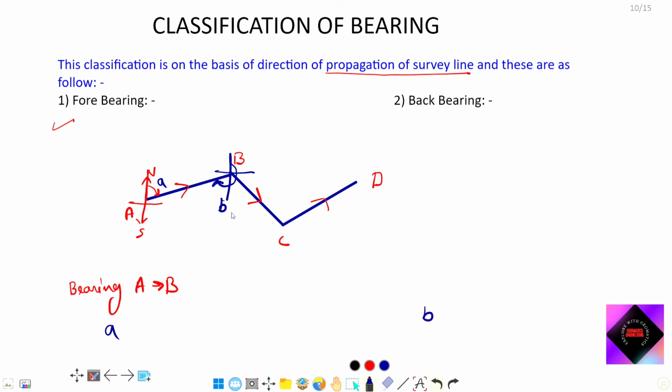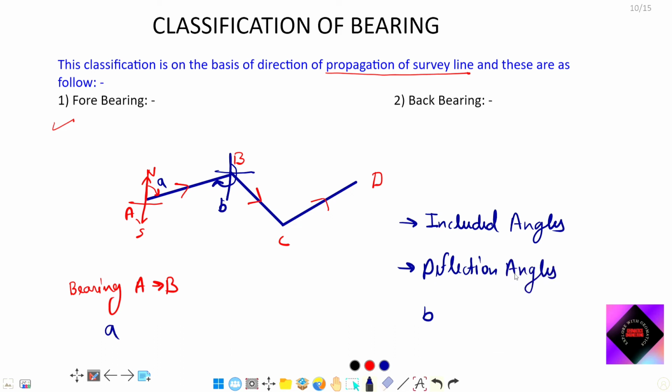Bearing means angle. If I am measuring the angle in the direction of the line, then it is called fore bearing, and if I am measuring the angle in the opposite direction of the line, then it is called back bearing. Remember this: what is forward bearing and back bearing. It is very useful in calculating included angles. We will see what included angles, deflection angles, etc. are. Also, forward bearing and back bearing give us a check on whether our measurement is right or wrong. We will see how.